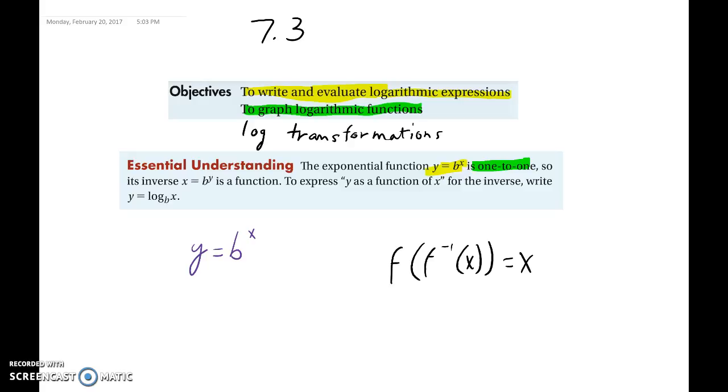So the inverse of this, x is equal to b to the y, where we switch our x and our y position, is a function. Right? And it's important to be able to understand that when we're going to graph. And the way that we write our inverse, because remember we switch our x and our y and then we solve, is the inverse of the exponential function is y is equal to log base b of x. Right? And we'll go over that momentarily.